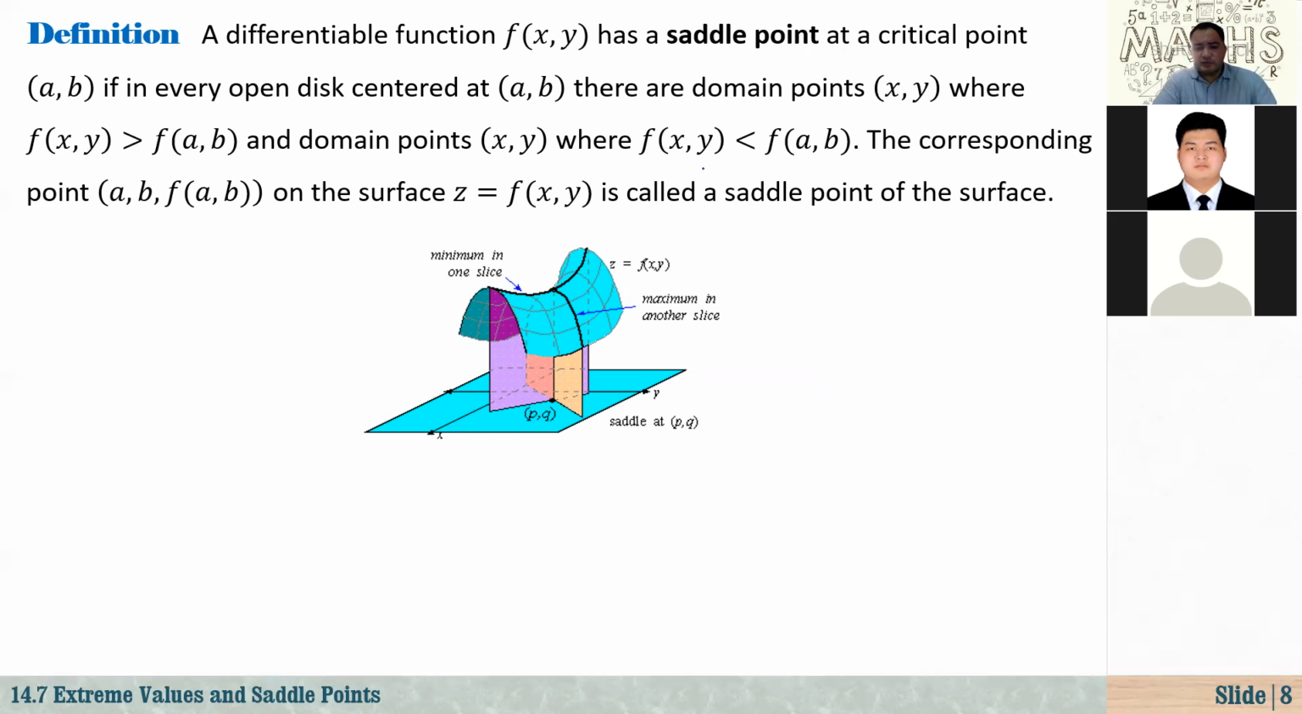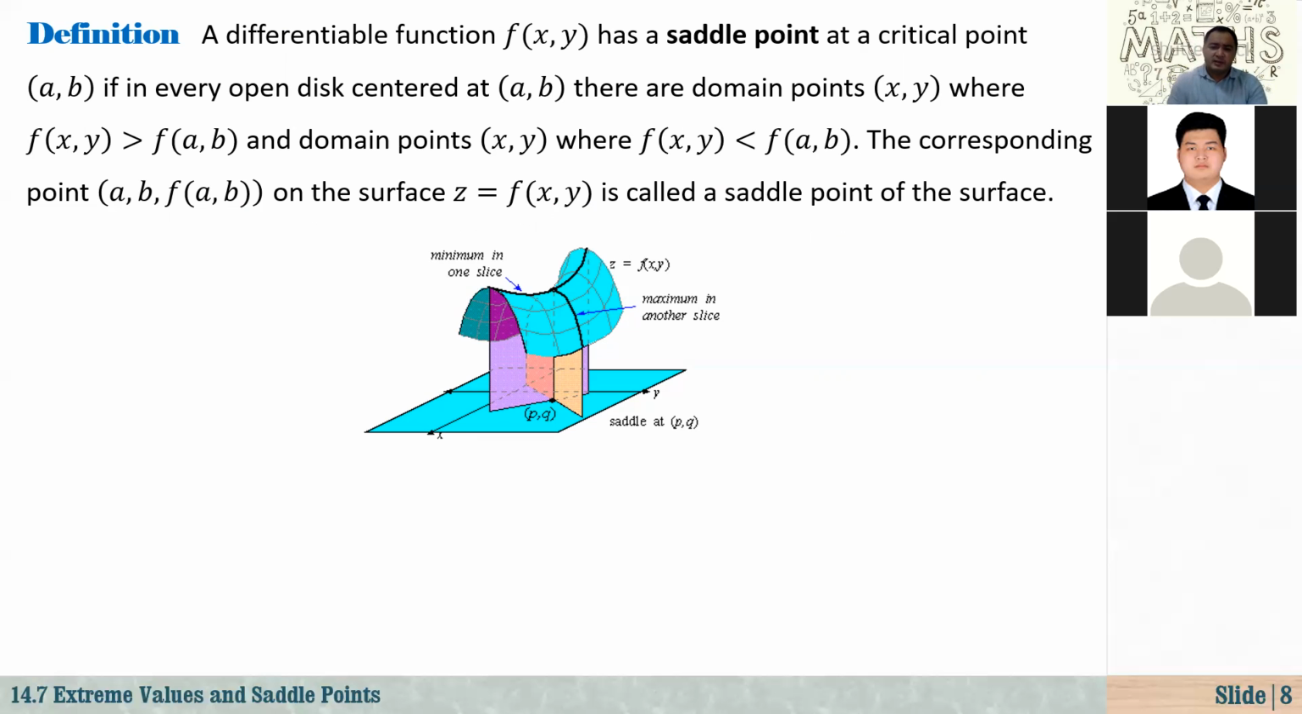Of course, checking in this way every time is not practical, and soon we will give a very powerful theorem and use that theorem to determine the local extrema of the function. Anyway, the corresponding point (a, b, f(a, b)) on the surface z equals f(x, y) is called a saddle point of the surface.